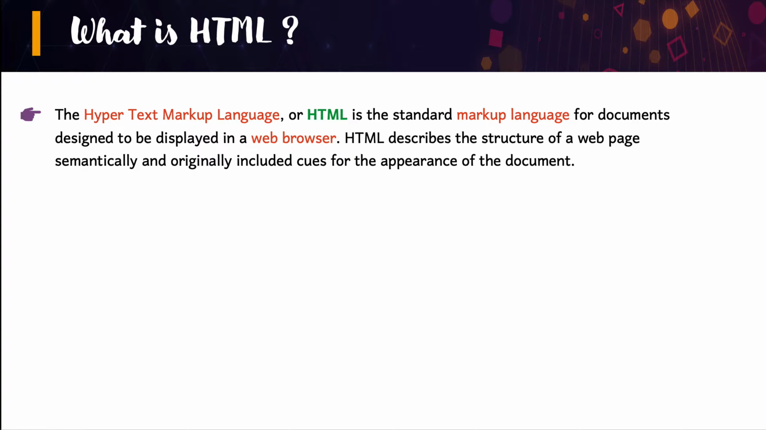The HTML essentially describes the structure of a web page semantically, and it includes cues for how the document is to be presented. What does this really mean? We are now saying there is a markup, and then we are also saying there is a structure of a web page semantically and originally. But then what is markup for?